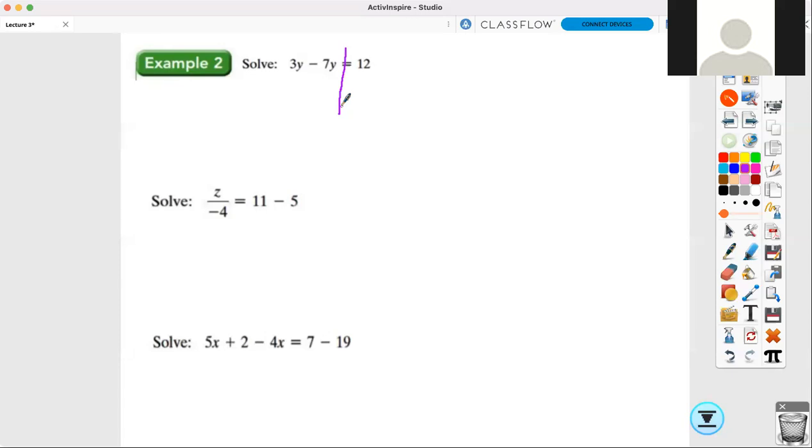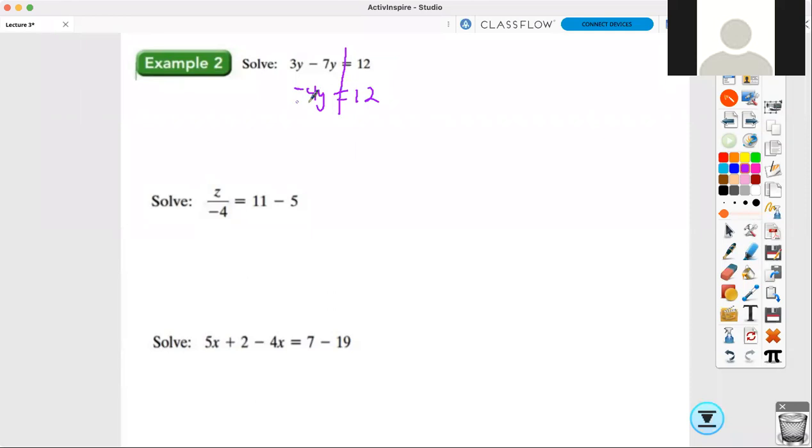So look at the left side. We have 3y minus 7y. Are any of those like terms that we can combine? Yes. What's 3y take away 7y? -4y. Yeah, -4y equals 12. And now that 12 is simplified, we don't have to do anything on the right side. We can just bring it down.